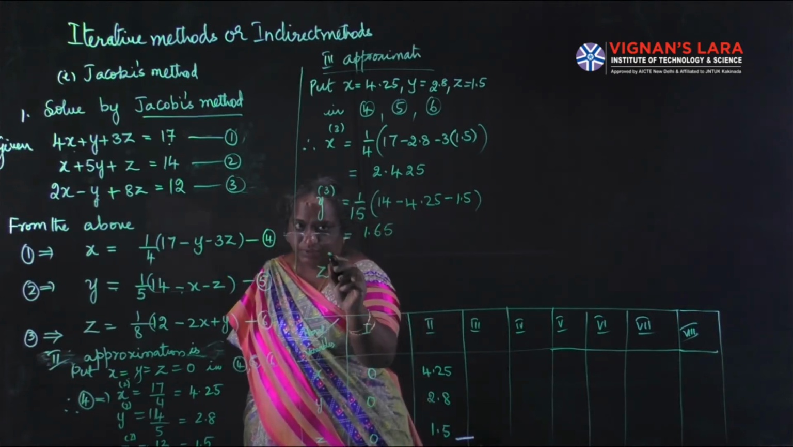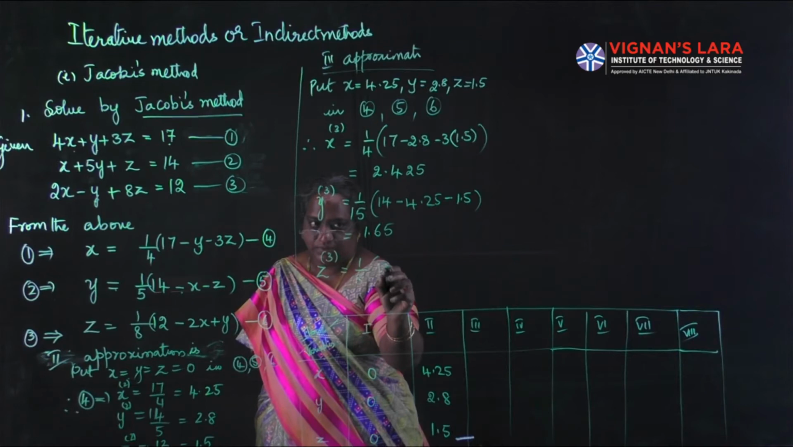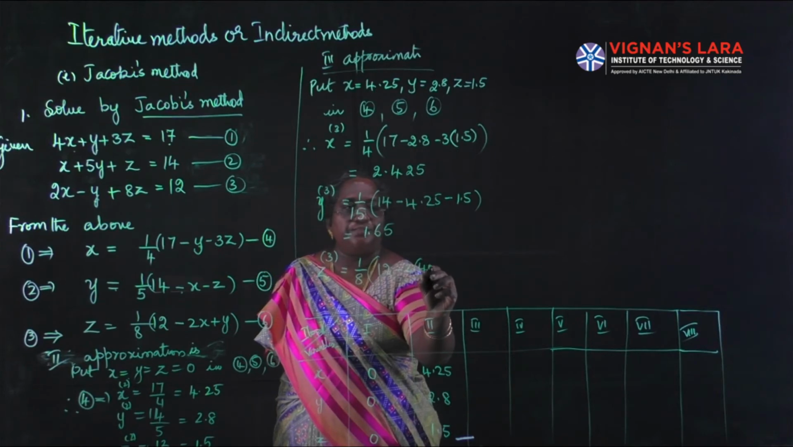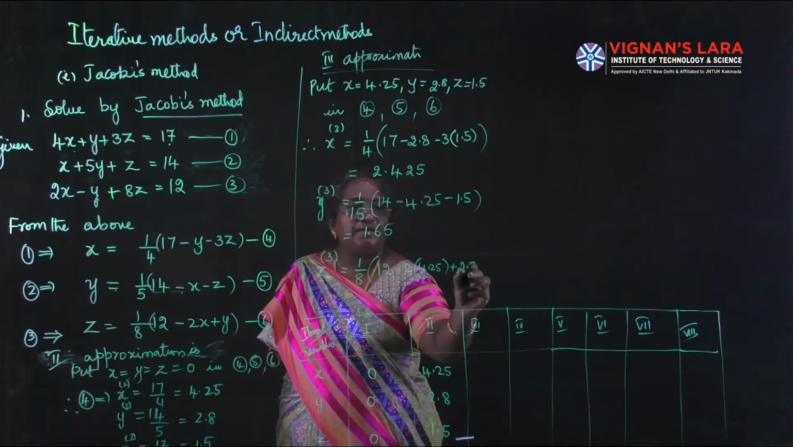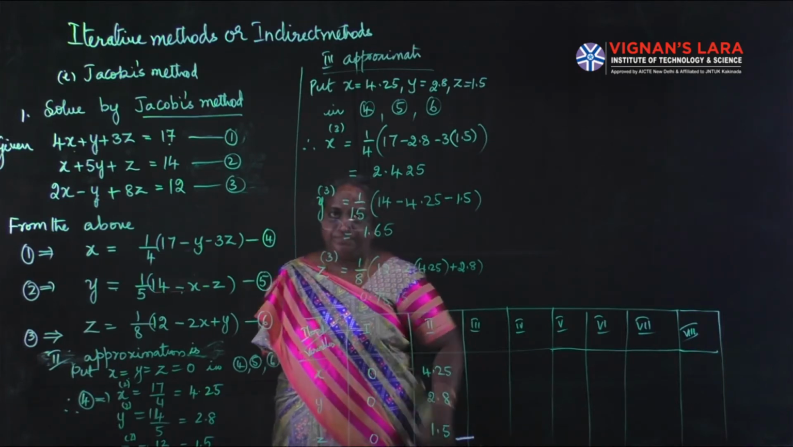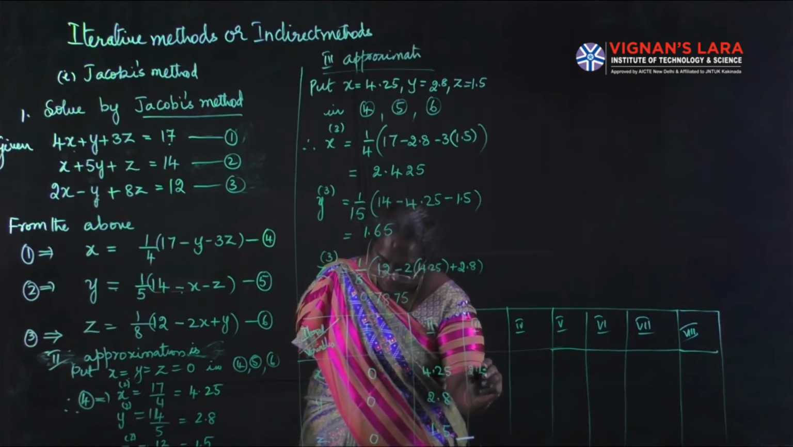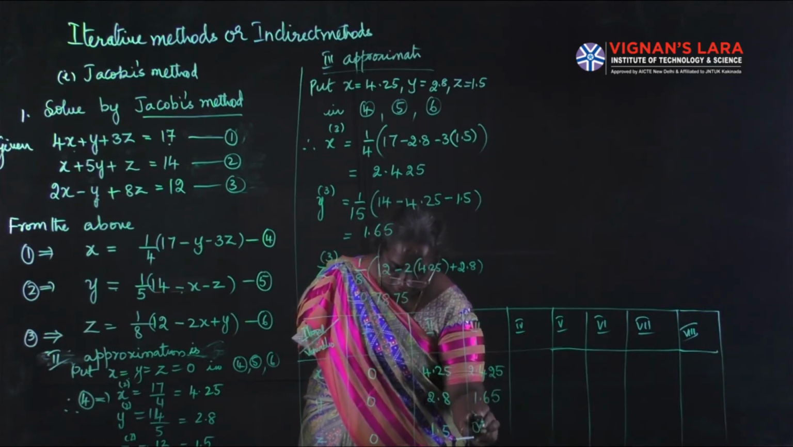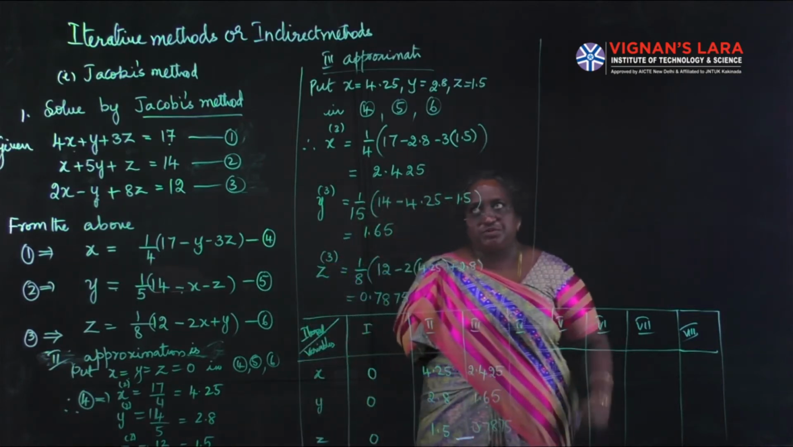Next, third approximation of z is equal to, look here, 1 by 8 into 12 minus 2 into x. 2 into x value is 4.25. Next, plus y, what is y? 2.8. If you calculate, this comes to be 0.7875. So now these values you will note down here. Third approximation we get 2.425, 1.65, 0.7875.